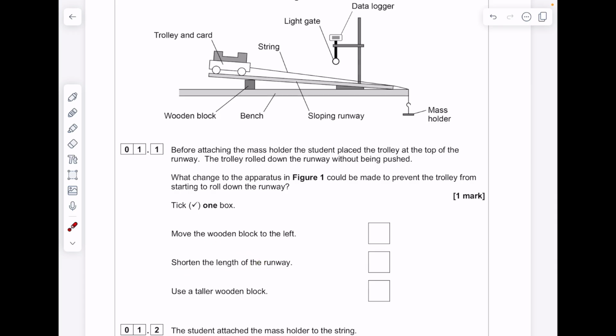Shorten the length of the runway. No, that trolley will still start to roll. Use a taller wooden block. No, you'd increase the gradient and make it steeper. So that's obviously going to make the trolley move faster.